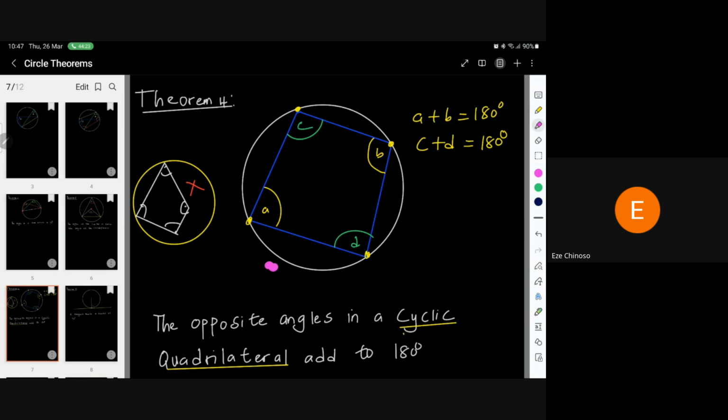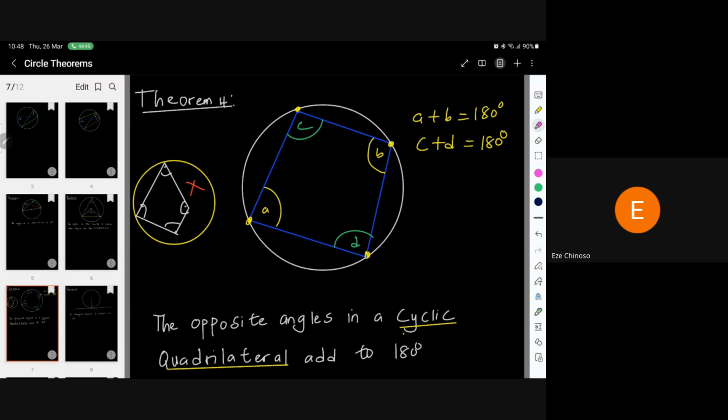Remember that a quadrilateral has 4 sides, 1, 2, 3, 4. But for us to apply this rule, each side of that shape should be touching the circle. They should be touching, right? Because look at this example. They are not touching. We cannot apply that principle right here. But once they are touching, it means that C and D will add up to 180. B and A will as well add up to 180.